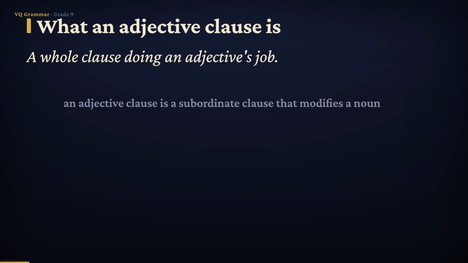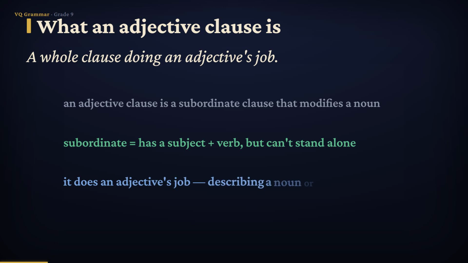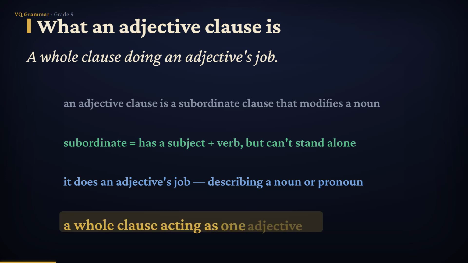An adjective clause is a subordinate clause that modifies a noun. Now, that word subordinate matters. A subordinate clause has its own subject and its own verb, yet it can't stand alone as a sentence. And here's the key idea. This whole clause does an adjective's job. It describes a noun or a pronoun, telling us which one or what kind. So instead of a single describing word, you have a whole clause acting as one adjective.